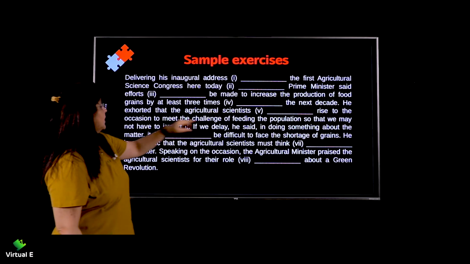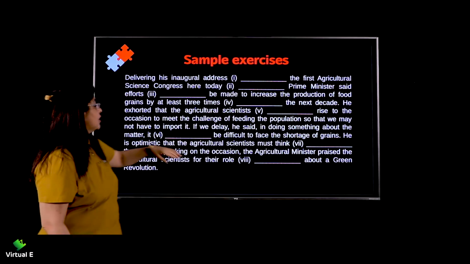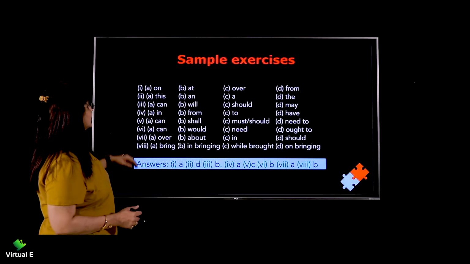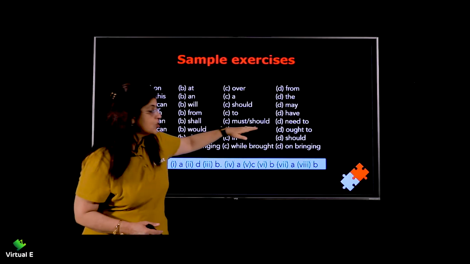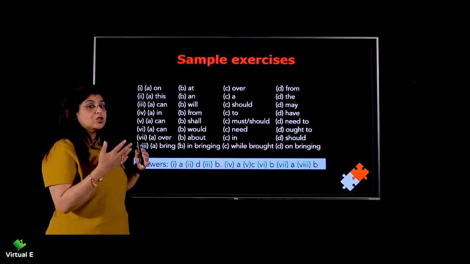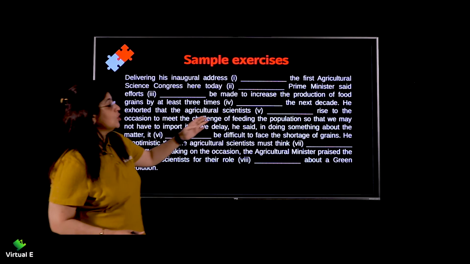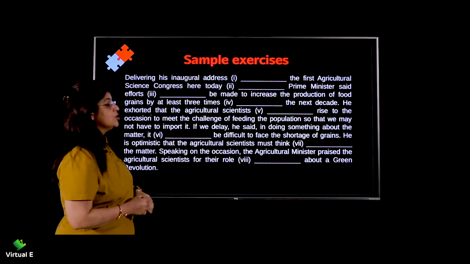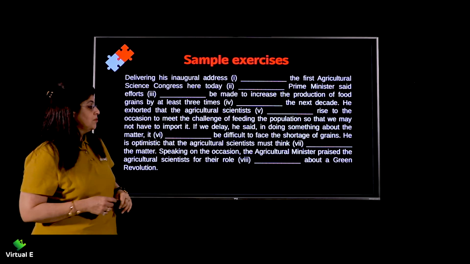Moving further, he exhorted that the agricultural scientists dash rise to the occasion. What are the options we have? Can, shall, must or should, need to. Now, if they want to do it, they should or they must. So they must or they should rise to the occasion to meet the challenge of feeding the population so that we may not have to import it.